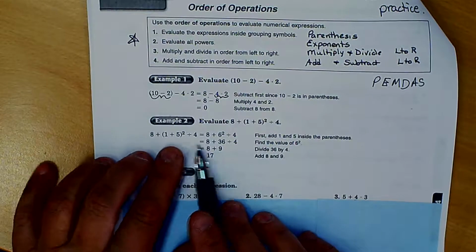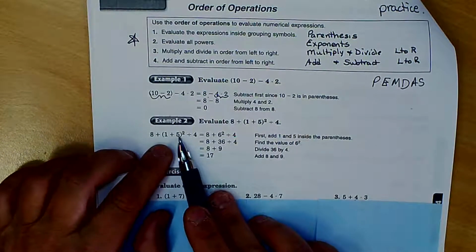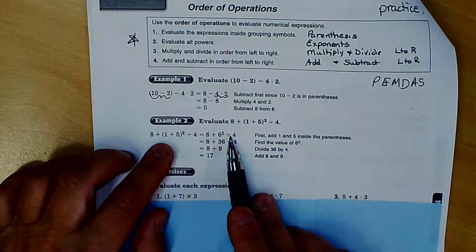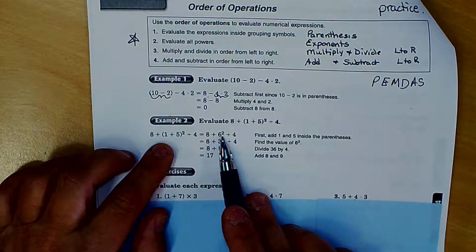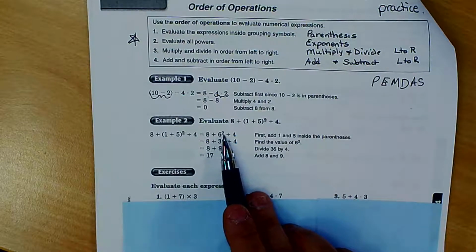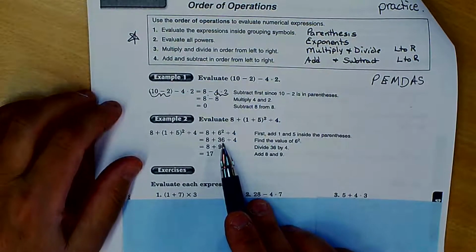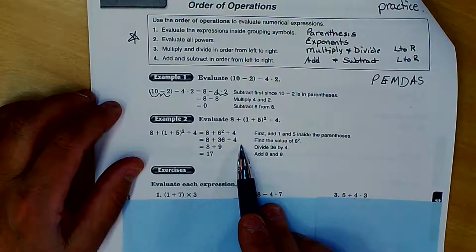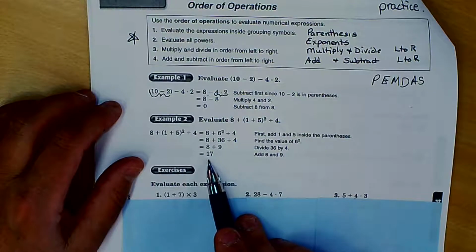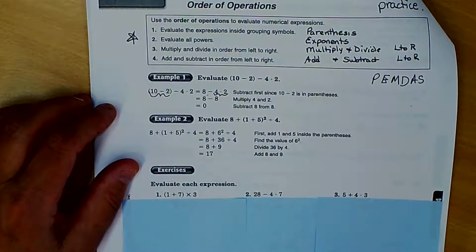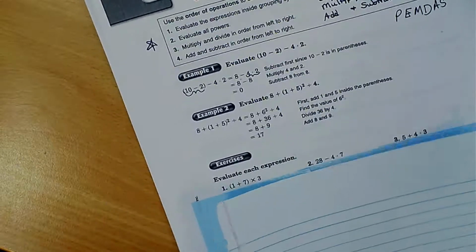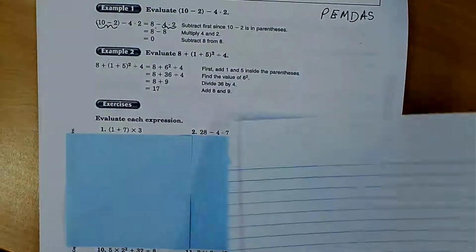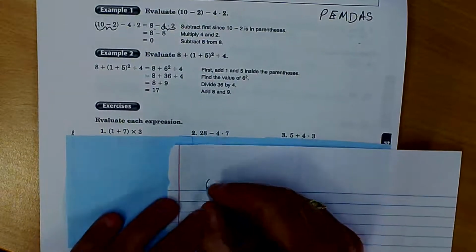Okay, this one, we have to do what's inside the parentheses first. The 5 plus 1 gives you 6. Then you have to do the exponent. 6 times 6 is 36. Divide is next. 36 divided by 4. Then the last is the add. I'm going to be working these on a piece of paper so I can show you the steps.